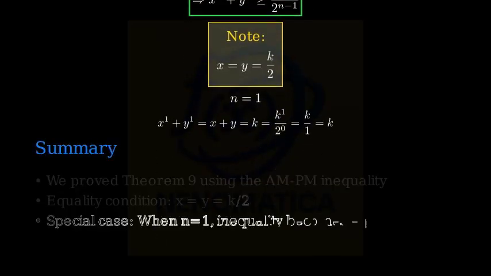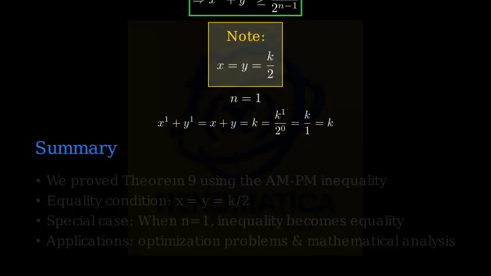In conclusion, we've proven Theorem 9, which states that if x plus y equals k, where k is greater than 0, and n is a natural number, then x to the power of n plus y to the power of n is greater than or equal to k to the power of n divided by 2 to the power of n minus 1. This inequality is a powerful tool in mathematical analysis and optimization problems.